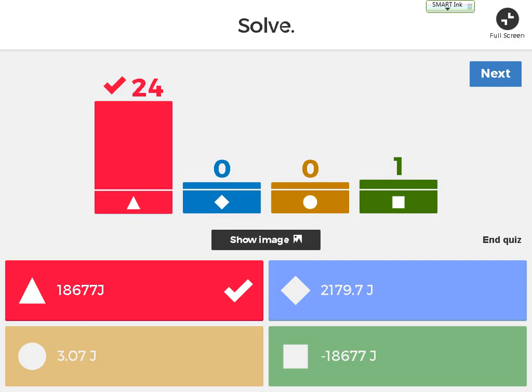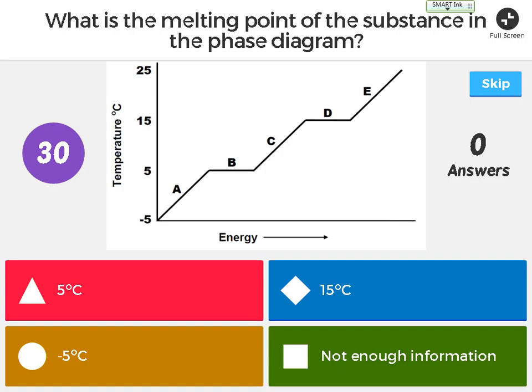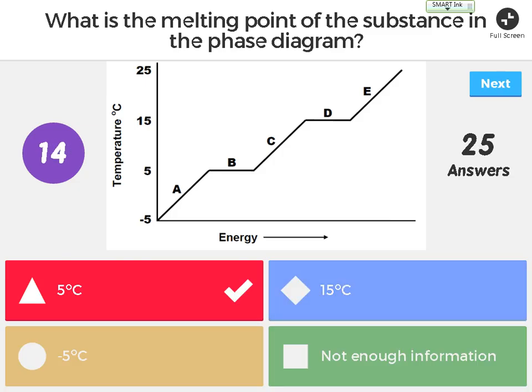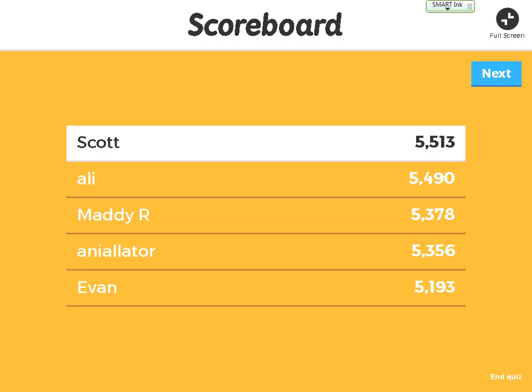About this. Moving on. What is the melting point of the substance in the phase diagram? All right, so you can read a phase diagram, mostly. Okay, so the melting point is the first inflection point, and then the boiling point is the next one.